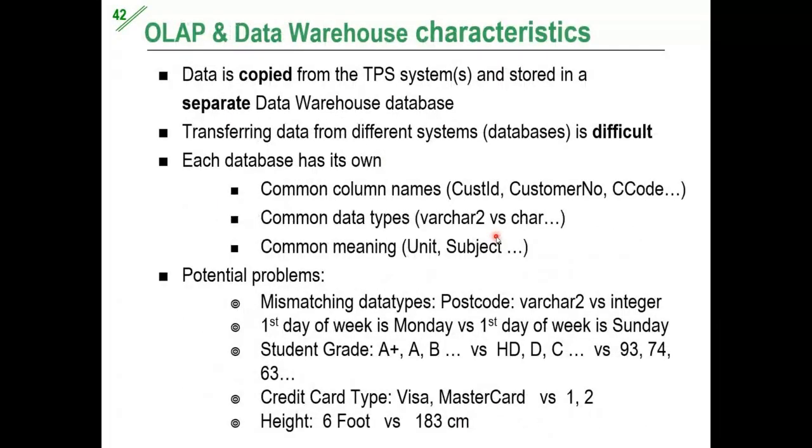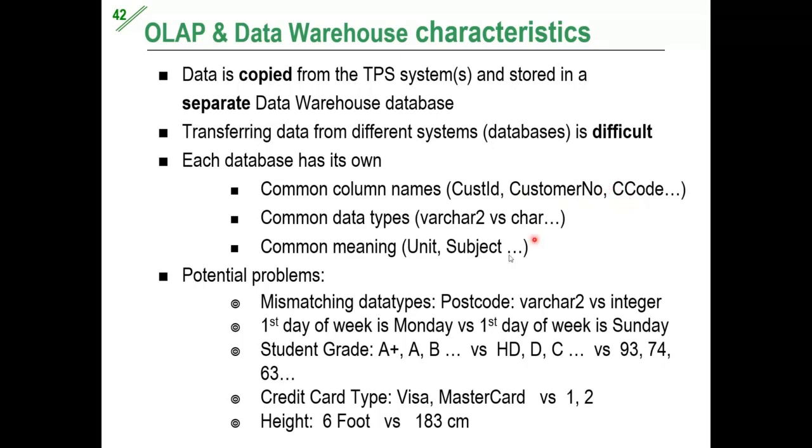Because if you think about these different databases, their column names can be different. In one database they can refer to it as customer ID, and another database can call it customer number, or another table may call it CC code. So how do we make sure that all these actually reference the same type of information?